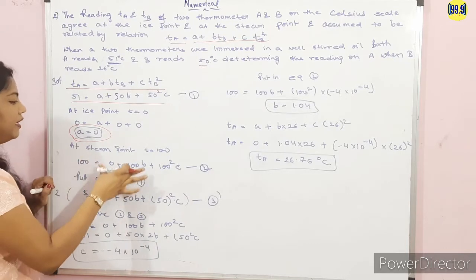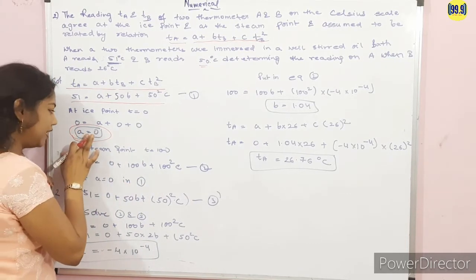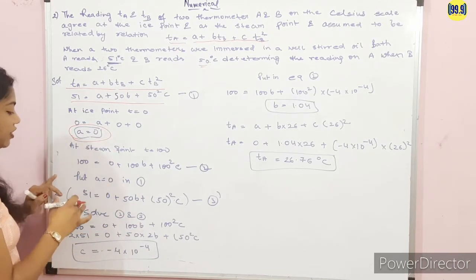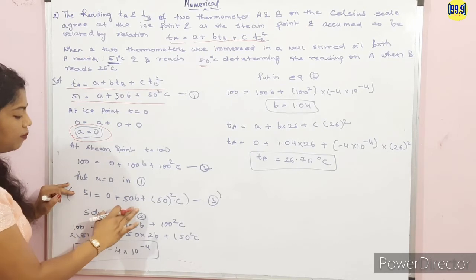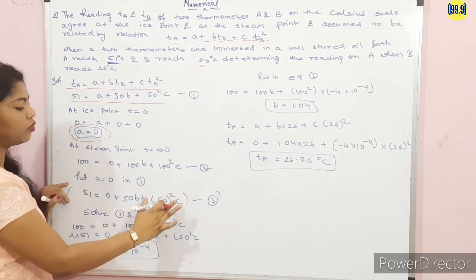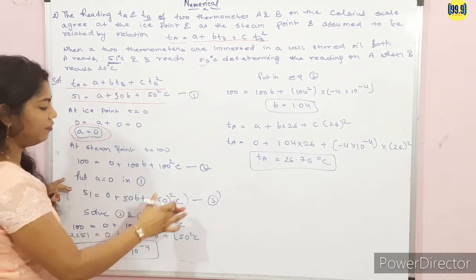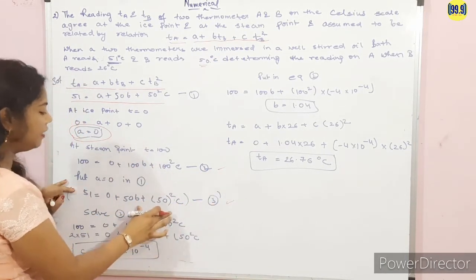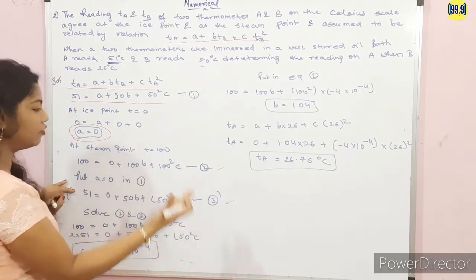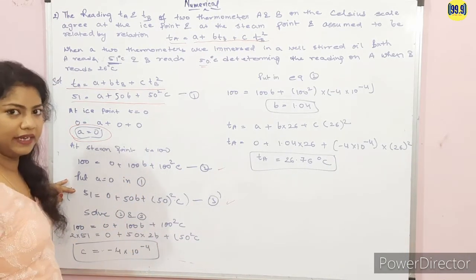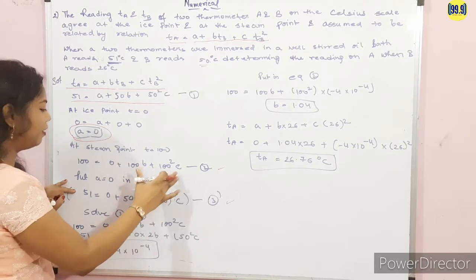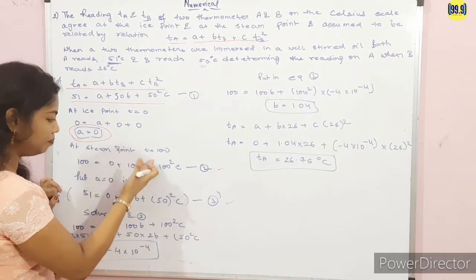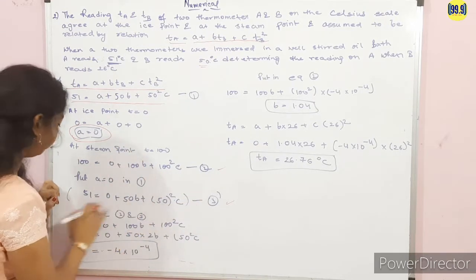Now we put the value of A into the first equation. We get 51 is equal to 0 plus 50B plus 50 square C. You can see that we now have equation number 2 and equation number 3, with two unknowns, B and C. So we solve this mathematically, and to cancel out the B term, we multiply this equation by 2.